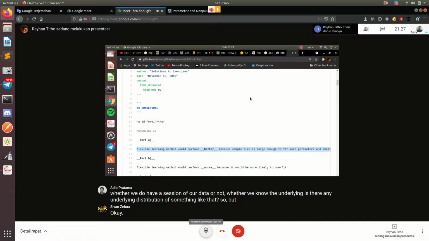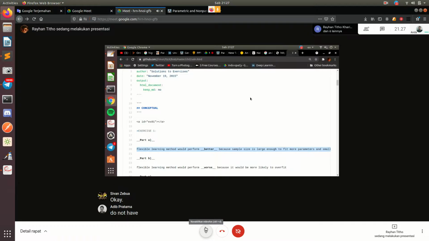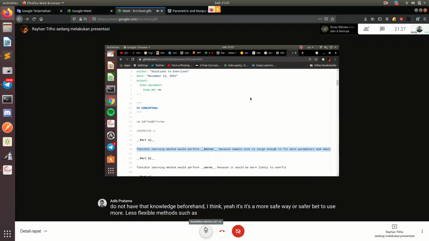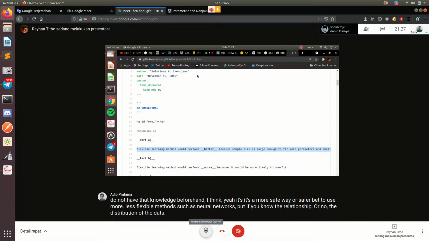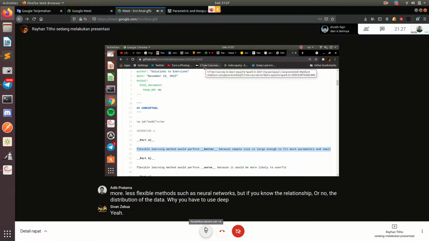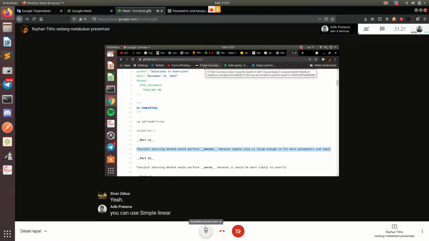But if we do not have that knowledge beforehand, it's a safer bet to use more flexible methods such as neural networks. But if you know the relationship or the distribution of the data, why use deep learning if you can use simple linear regression or a linear classifier, for example? Okay, okay.